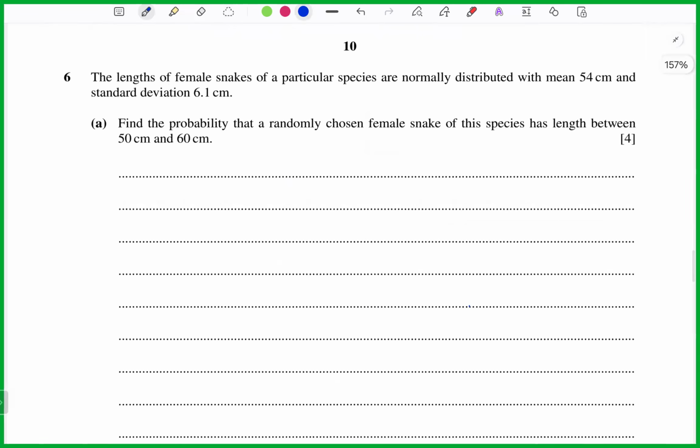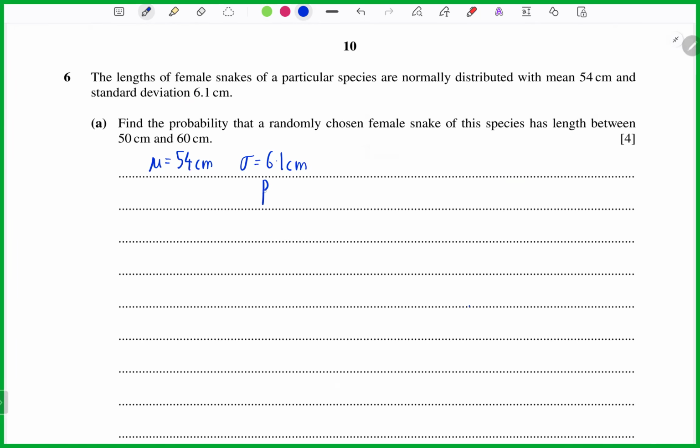Now you try looking at question 6. Question 6 is about normal distributions. The lengths of the female snakes of a particular species are normally distributed with mean 54 cm and standard deviation 6.1 cm. So this is your mean, 54 cm, and this is your standard deviation, 6.1 cm. Find the probability that a randomly chosen female snake of this species has a length between 50 cm and 60 cm.